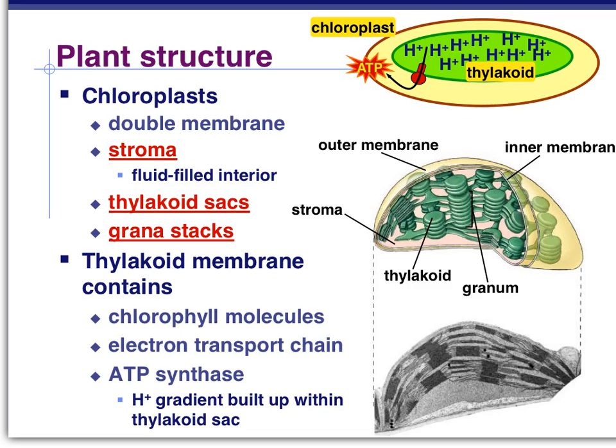So inside of these thylakoid membranes, that's where you're going to find your chlorophyll molecules, and it's also where you're going to find something called the electron transport chain, and a very special enzyme named ATP synthase, which makes ATP, just like the name suggests.